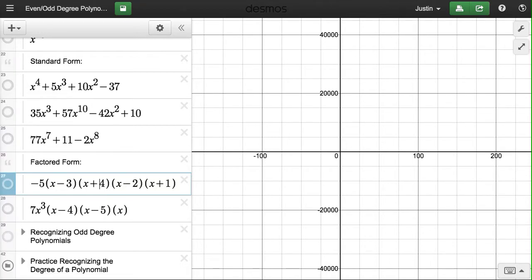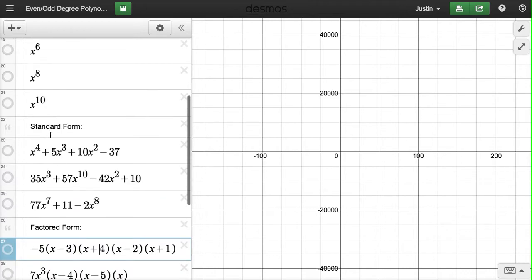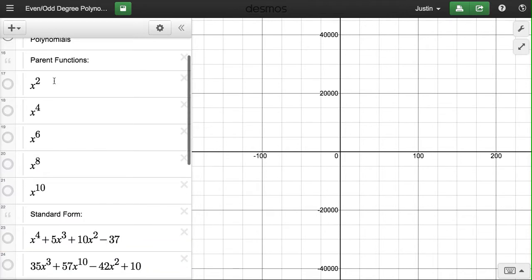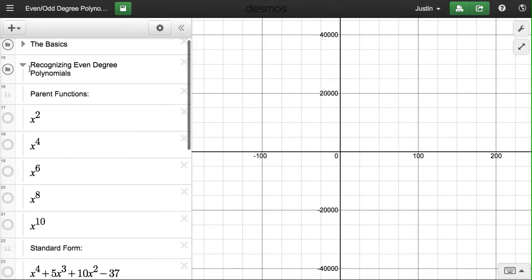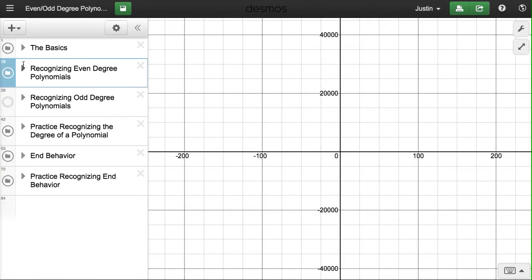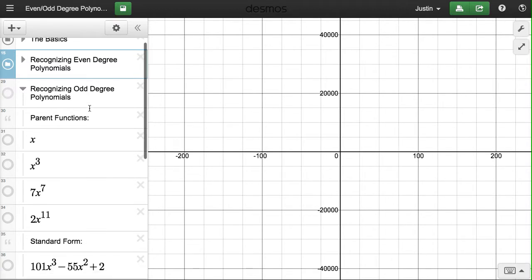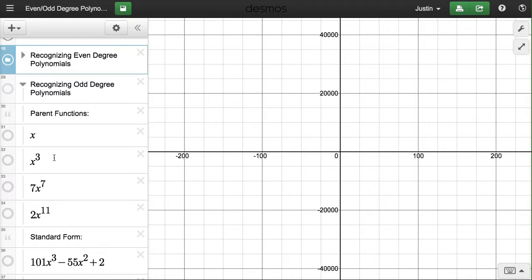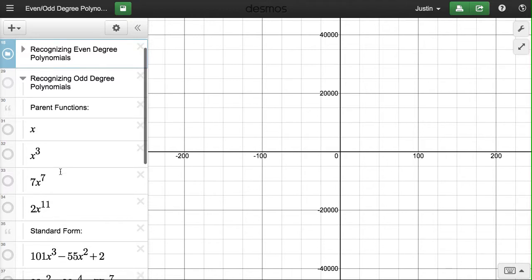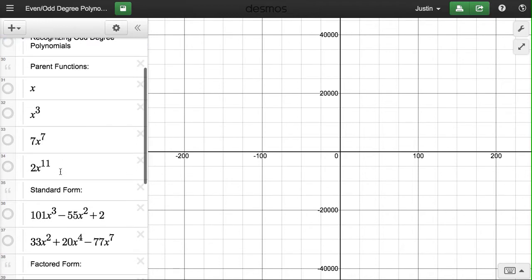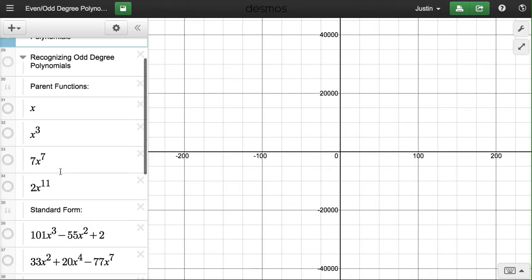All right, we're ready to move on now to recognizing odd degree polynomials. We just finished our discussion with all of these even polynomials. So I'm going to press that button, they're going to go away, and now we're going to look at odd degree polynomials. First we have our parent functions, x, x cubed, 7x to the 7, 2x to the 11th, and then again I'm going to have standard form and factored form examples.